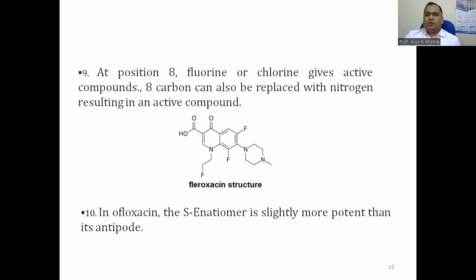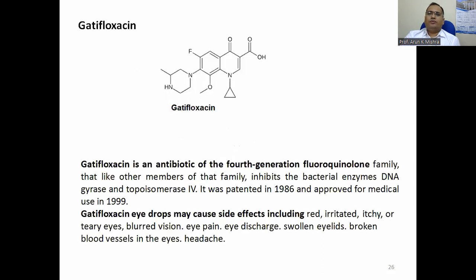When ofloxacin is considered, the S enantiomer is observed to be slightly more active, more potent than its antipode. So these were the points related to the structure-activity relationship of fluoroquinolone. Now some more important fluoroquinolones are also there, like gatifloxacin.